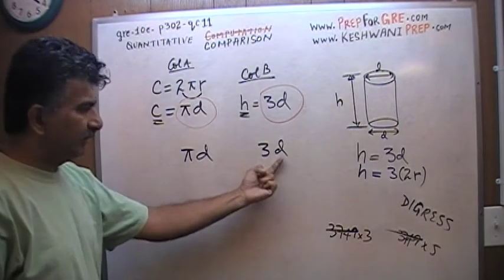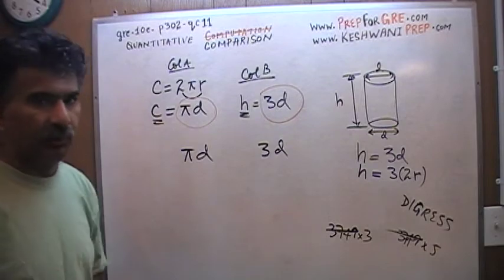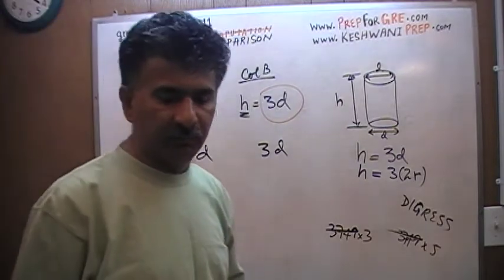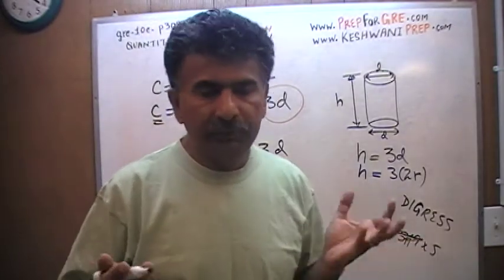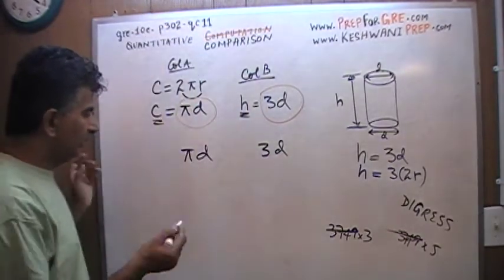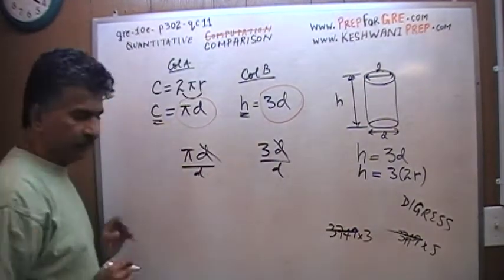Since I see the diameter in both cases, even though I do not know what the diameter is, we do not need to know that, which is why people miss this question, because for some strange reason they feel that we need to know the diameter. We don't need to know because it appears in both columns. So if I were to divide both columns by d, this d will disappear.